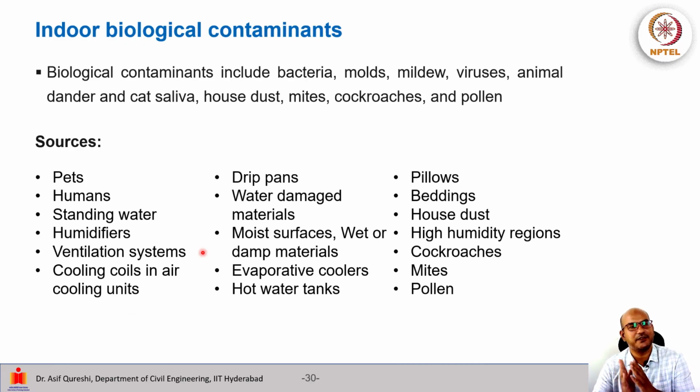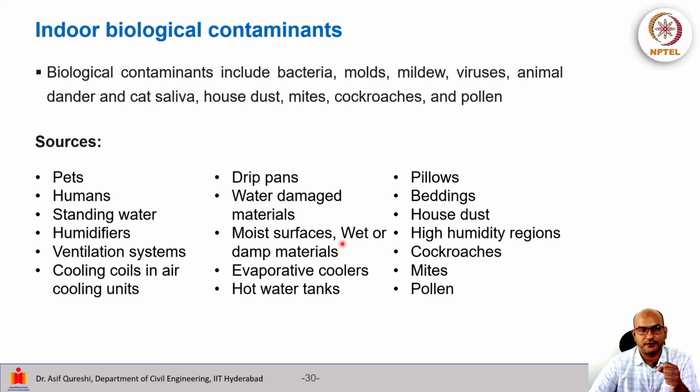Then we have a completely different set, which are the biological contaminants, and these can include bacteria, molds, mildew, viruses. We can have animal dander, cat saliva, house dust mites, cockroaches, and pollens. As you can see, there are a number of sources. Here we have pets, then humans themselves, maybe through skin, or when we exhale, we are also emitting some microbes out. Standing water, humidifiers, ventilation systems, cooling coils in air cooling units, drip pans, and water-damaged materials may be sources of bacterial contaminants.